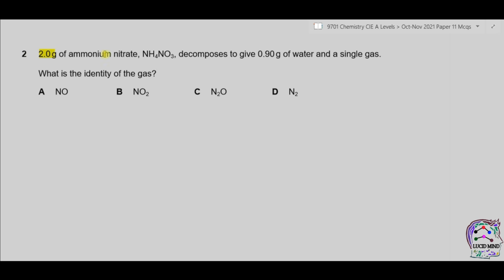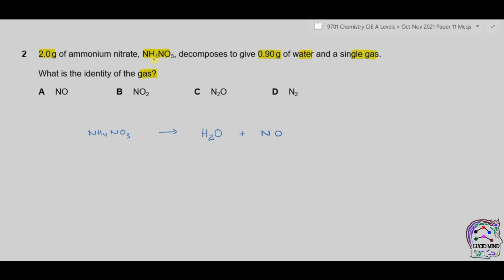Question 2. 2.0 grams of ammonium nitrate decomposes to give 0.90 grams of water and a single gas. What is the identity of the gas? Let's write the equation for the decomposition. We have ammonium nitrate. It decomposes to give water and a single gas. Now we have nitrogen and oxygen that is left, so it consists of nitrogen or oxygen. We do not know how many atoms of nitrogen or how many atoms of oxygen are present. It could be NO2, it could be N2O or NO.